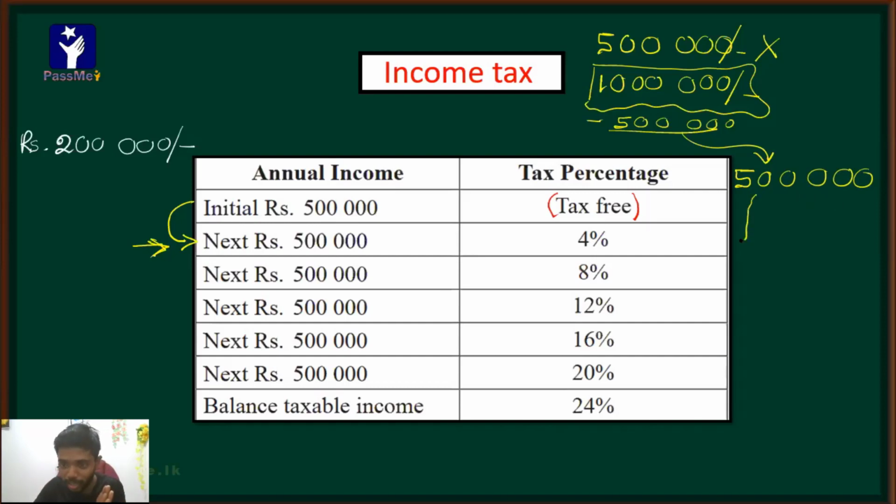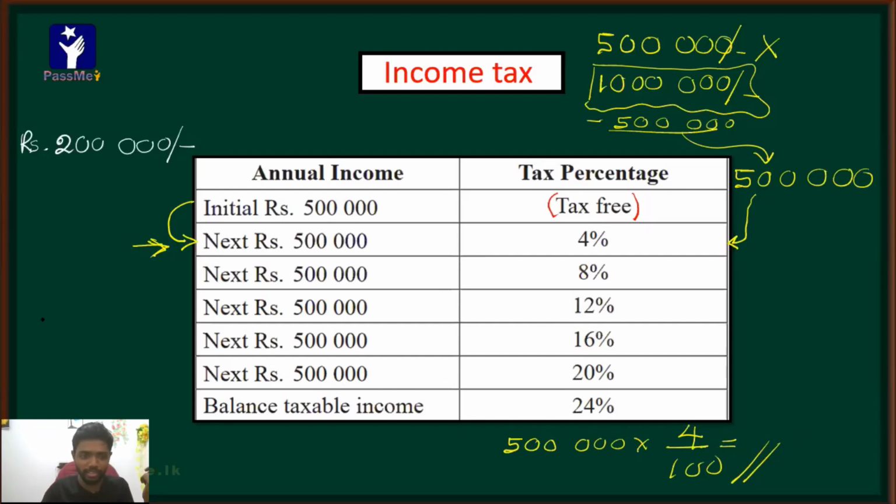So these 5 lakhs are multiplied with 4% in order to calculate the income tax. When we calculate the income tax, we just multiply this 5 lakhs by 4%. Right? So you can find the final answer for this one. This is how we calculate the income tax, right?